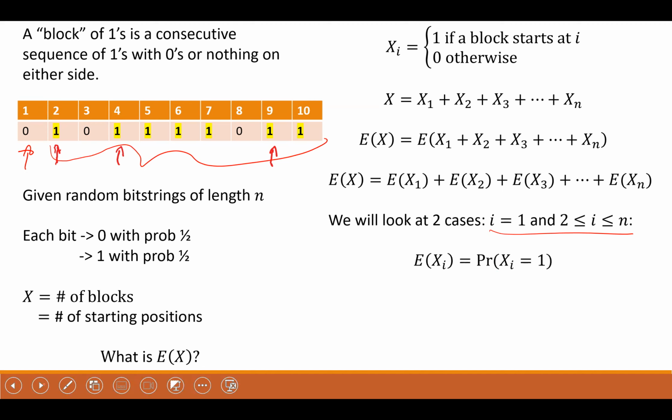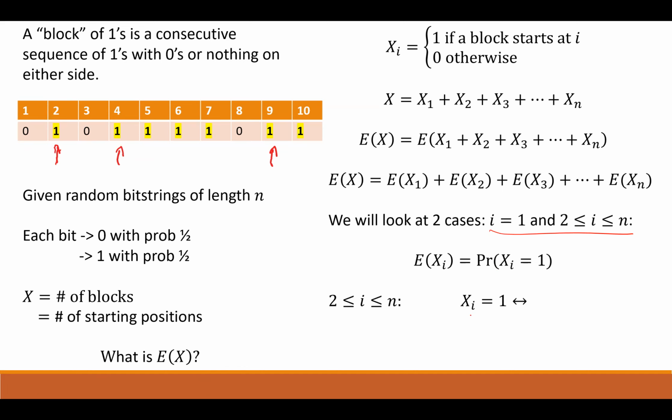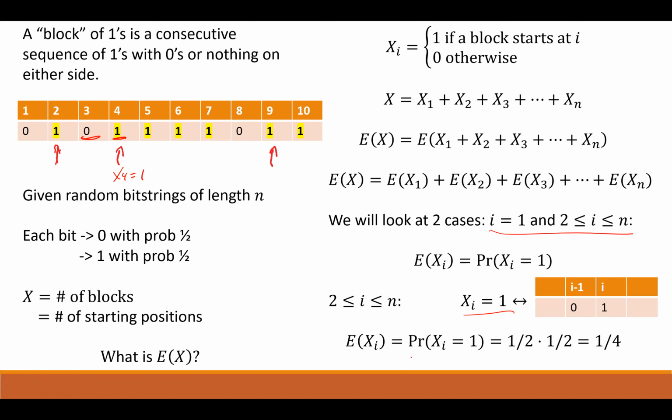Okay, so if I'm looking anywhere but the first location, well then this is the start of a block, xi is equal to 1, that's the same thing. If, for instance, x4 is equal to 1, if this is a 1 and this is a 0. So now I want the probability that this can happen. This is a random bit string. That means this comes up 0 with probability 1/2, and this comes up 1 with probability 1/2. So the probability that my left bit is a 0 and I'm a 1 is 1/4. Okay. So easy enough.